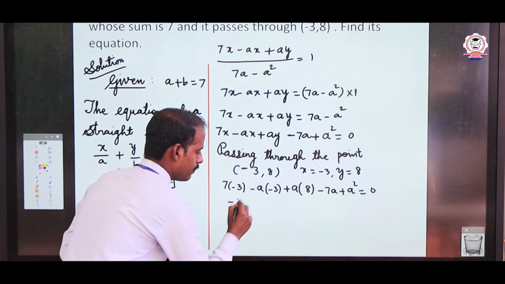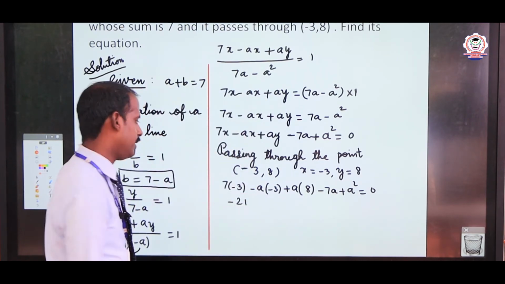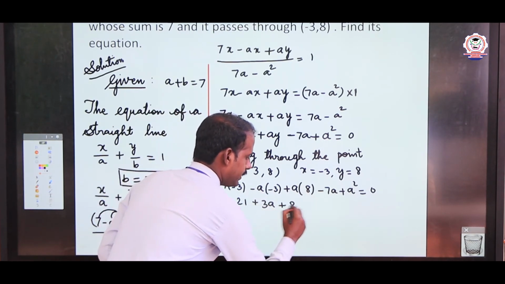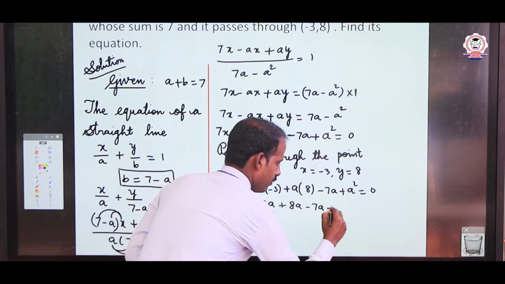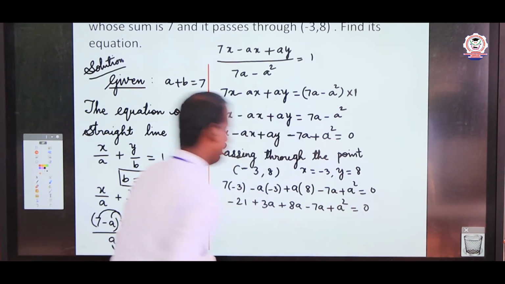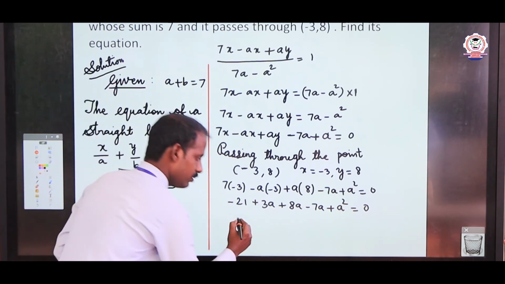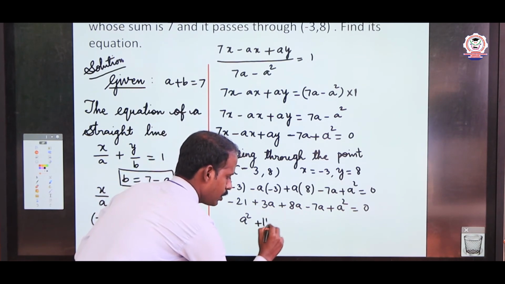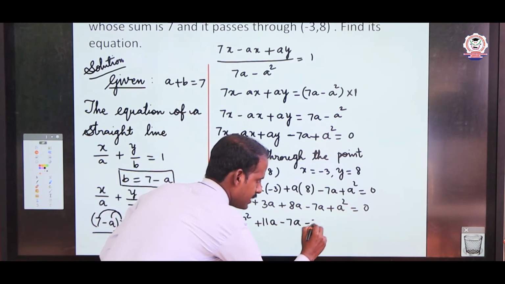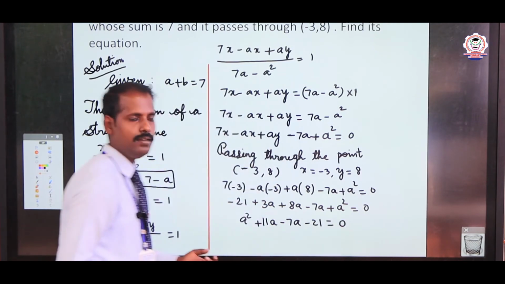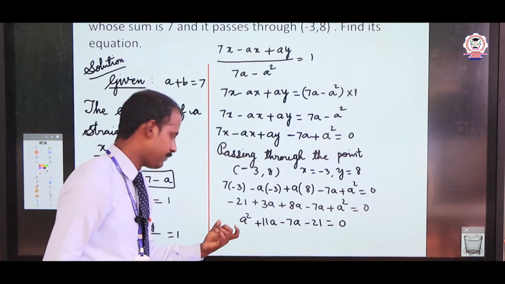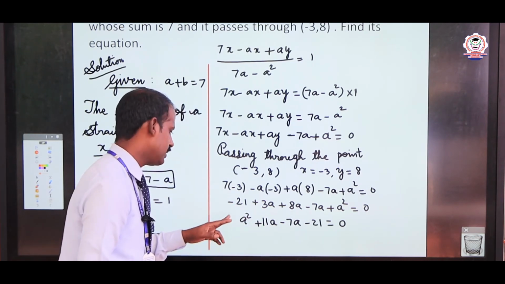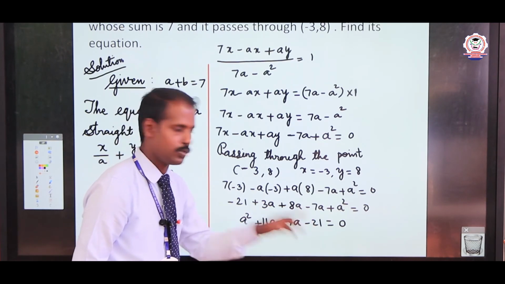So 7 threes are 21. Plus into minus, minus 21. Minus into minus is plus 3a, and 8 into a is 8a, minus 7a plus a square is equal to 0. Now a square, 3a plus 8a is 11a. So 11a minus 7a minus 21 equals 0. We write the highest degree first, in descending order. So a square plus 11a minus 7a minus 21 equals 0.